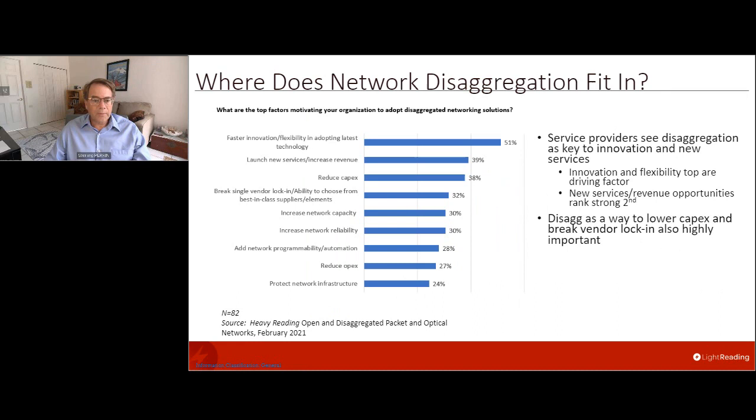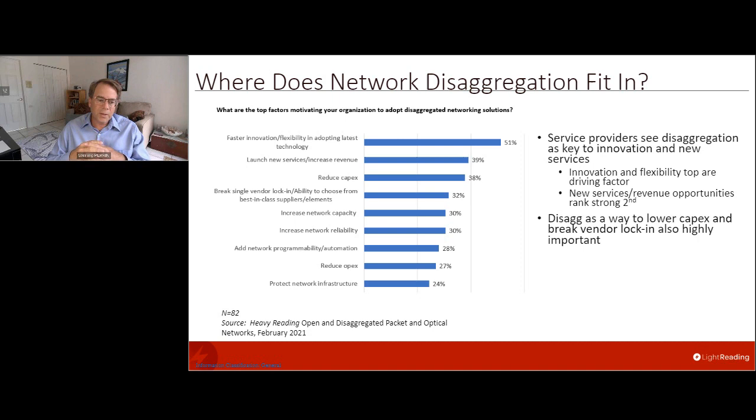Moving into the topic of today's webinar, and I'm just going to highlight it here, and my colleagues will provide the additional detail. So where does disaggregation fit in, given the big picture that I just talked about? This is a Heavy Reading survey we did, published in 2021. And we asked here, what are the top factors motivating operators to adopt disaggregation? And the results were really interesting because the initial focus on disaggregation, if we go back 10 years plus, was really on cost. What we're seeing here is a broader focus.